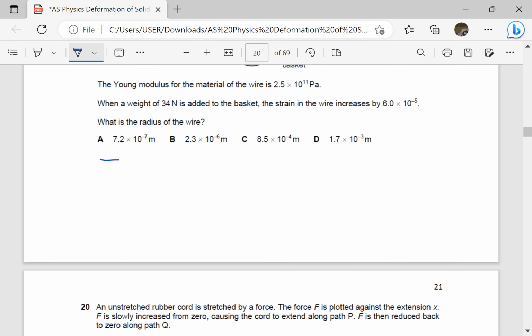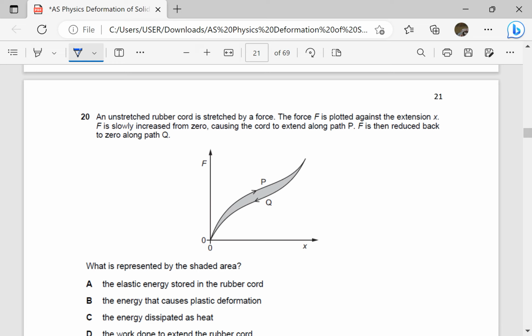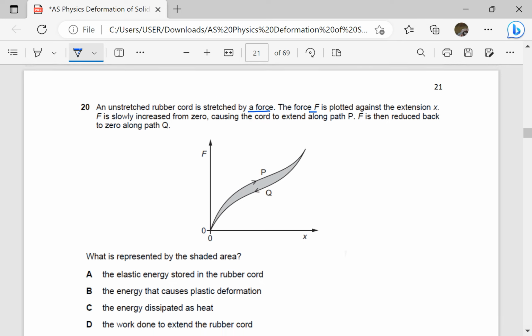I think we stopped on page 20 in part 1. So in part 2, let's start from page 21. An unstretched rubber cord is stretched by a force. The force F is plotted against the extension X. F is slowly increased from 0, causing the cord to extend along path P. F is then reduced back to 0 along path Q. What is represented by the shaded area?